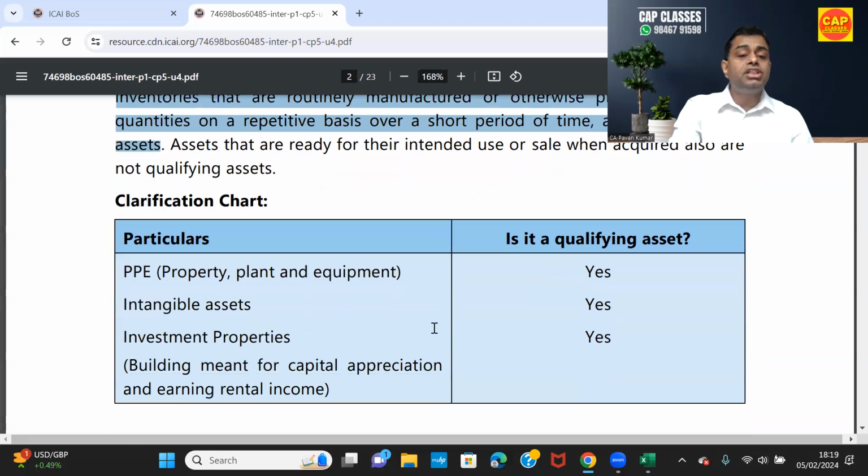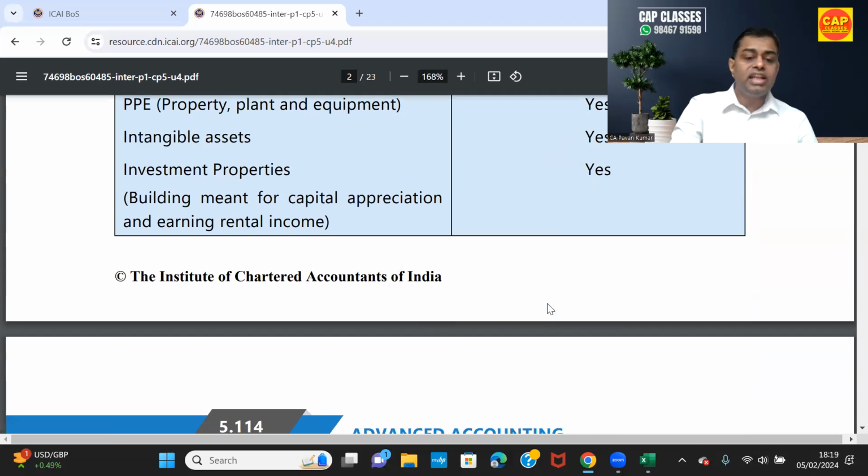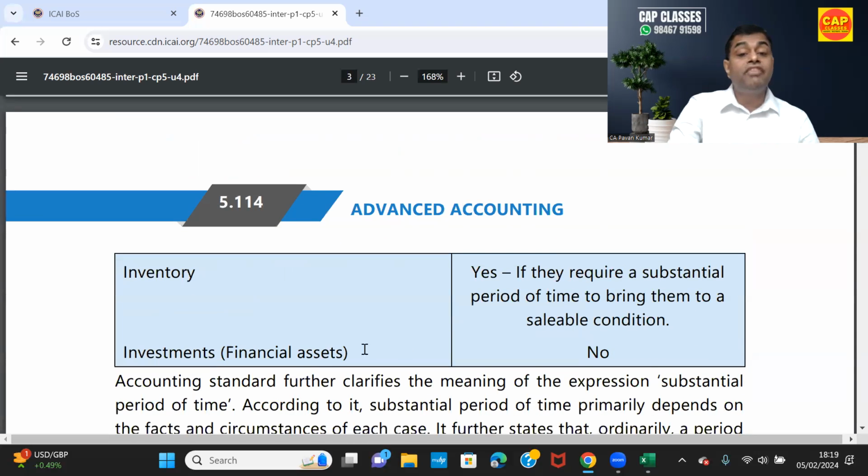Then they have given a clarification chart. PPE, can it be a qualifying asset? Yes, if it takes substantial period. Intangible assets, can they be qualifying? Yes. Investment properties, can they be qualifying? Yes. Inventory, can it be qualifying? Yes. Financial assets, that means investment in equity shares, debentures, fixed deposits or something. I borrowed money and I bought equity shares. We call them leveraged investments. You borrowed money and you invested in equity shares. Equity share is not a qualifying asset. Financial assets are not qualifying assets.